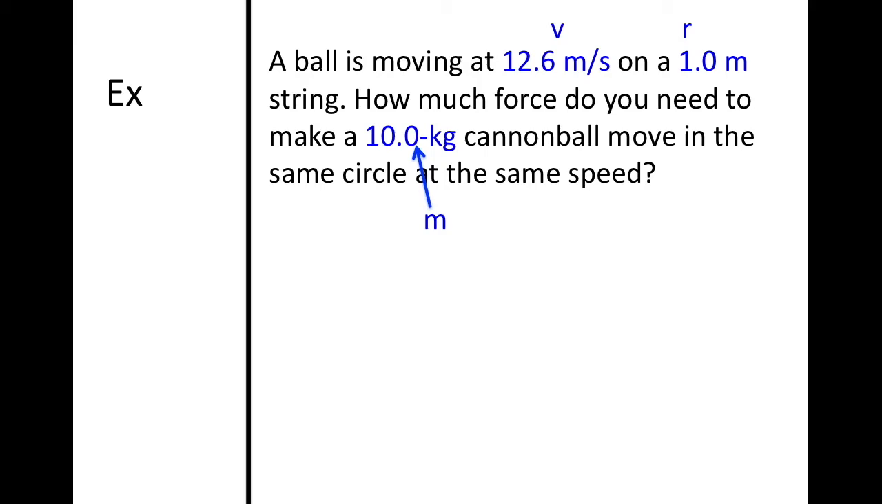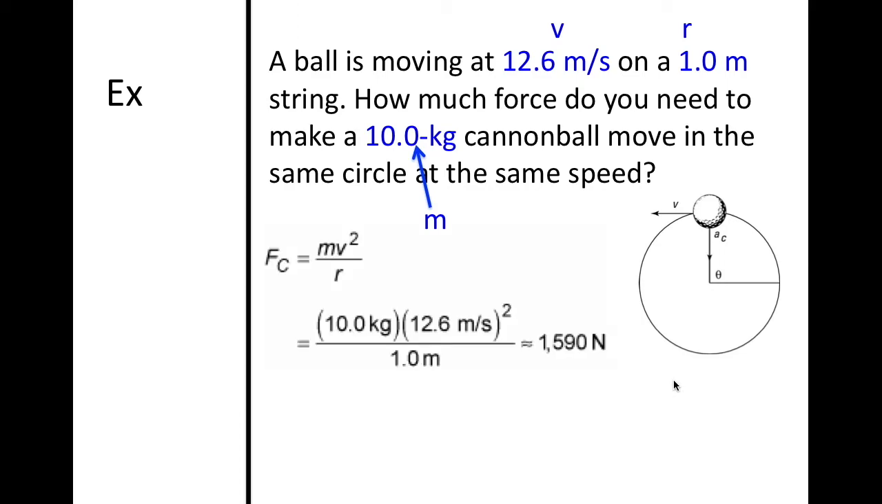Let's do an example. So a ball is moving at 12.6 meters per second on a 1.0 meter string. So you're twirling the ball around on the string. How much force do you need if you were to make a 10 kilogram cannonball move in the same circle at the same speed? So you're going to have the same radius, you're going to have the same speed, but now you have a different mass. So all you need to do, here's our picture showing a ball that is going in this direction here and getting swirled around. Okay, so what you have here is F sub c, so this is centripetal force, equals mv squared over r.